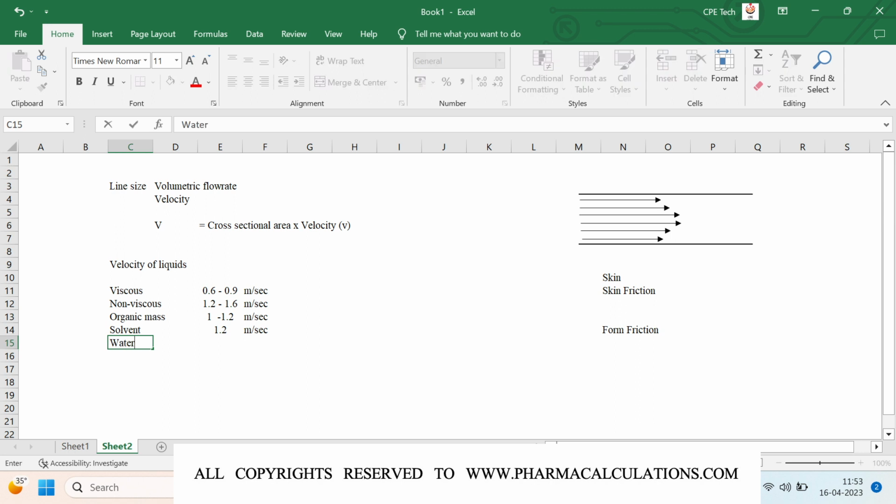And if it's water and the line size is less than 2 inch, then the velocity can be 1.2 to 1.8 meter per second. If it's the same water and the line size is greater than 2 inch, then the velocity varies between 2 to 2.5 meter per second. The reason for variation of the velocities with line sizes is, if the line size is low, there will be less flow rate, and if the line size is high, the flow rate is going to be high.